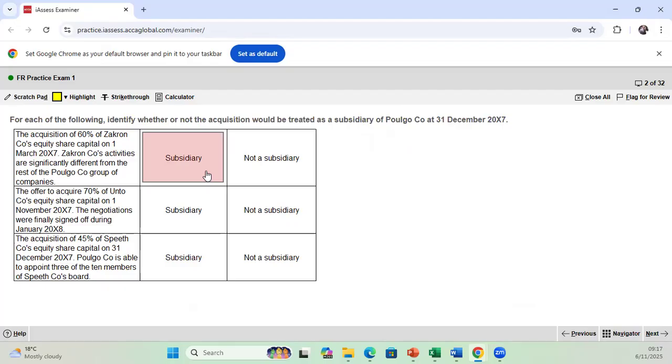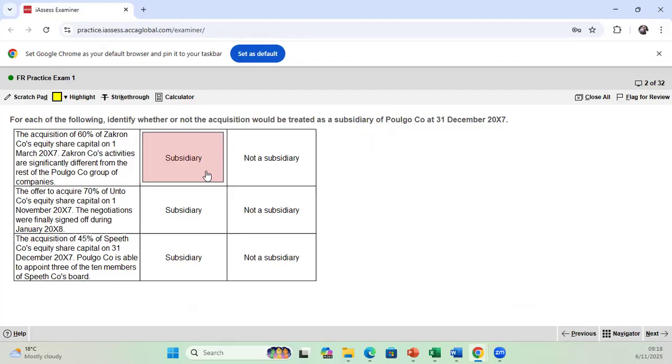Why? The offer to acquire. Mm-hmm. But the negotiations were completed. Yes. So the reason why we are not considering it as a subsidiary, it's not because of the offer, but it's because of when the conclusion was done. It was done post year, and it will be considered as a subsidiary in 20x8, not in 20x7.